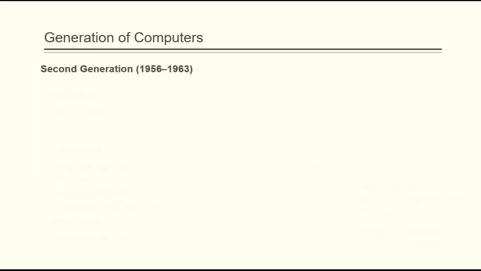Now let's look at the second generation. Second generation computers came in between the years 1956 to 1963. And the technology that was used at that time was what we call transistors. This is how a transistor looks like.